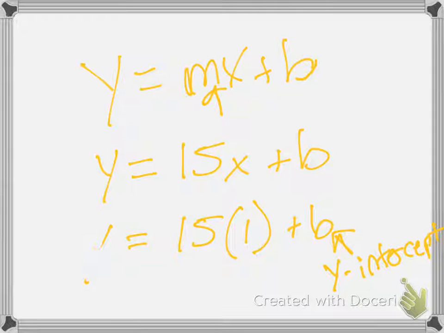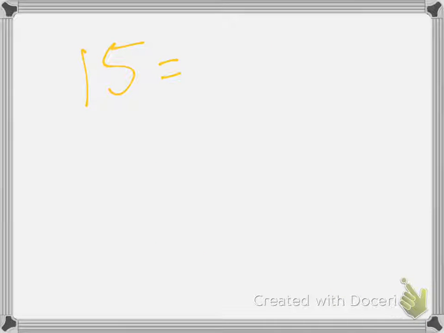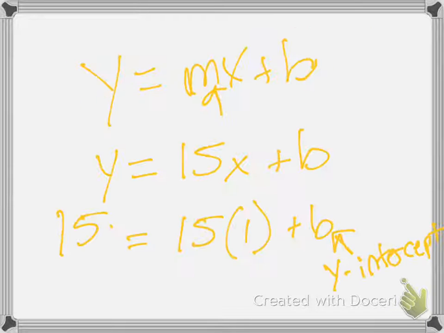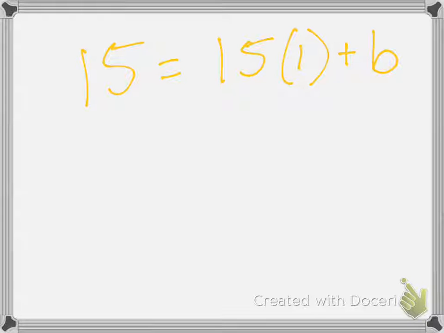Anyway, so this is our y value. Now, what was our y value for this one? When our x value was 1, what did our y value become? What was it, Lucy? David, what was our y value? 15. Exactly. So let's look at this problem. We had 15 equals 15 times 1 plus b. So what's 15 times 1? 15.